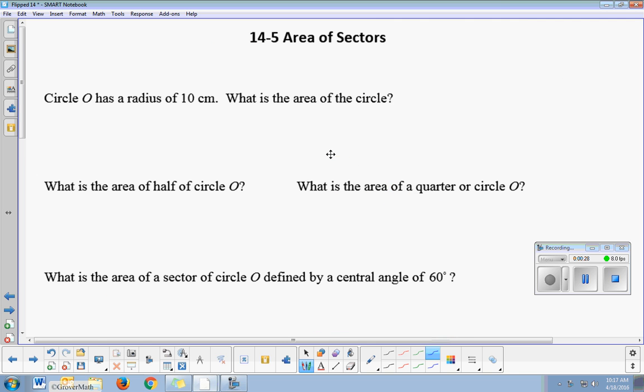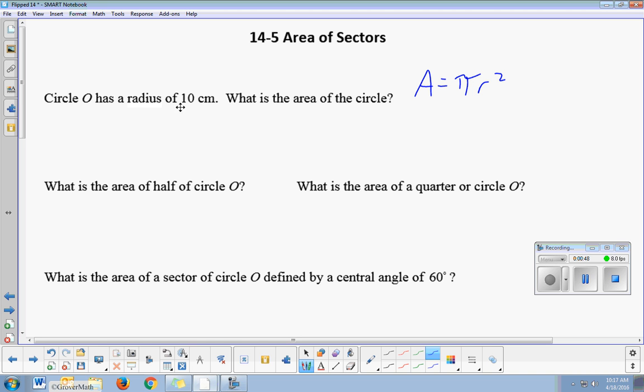You're going to see something very similar for area of a sector of a circle. So let's see where this comes from. Circle O has a radius of 10. What is the area of the circle? Well, to know this, we need to know the area formula of a circle is pi r squared. Another formula that's given to you, but shouldn't have to be. You should really know that one.